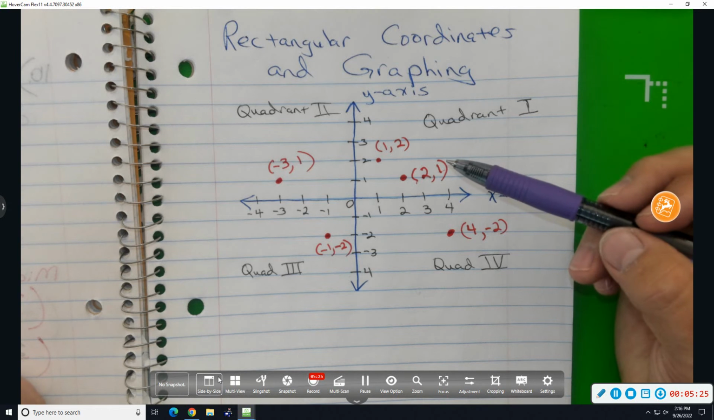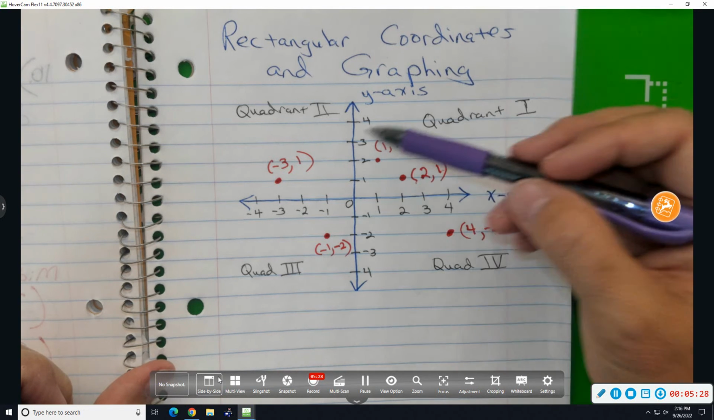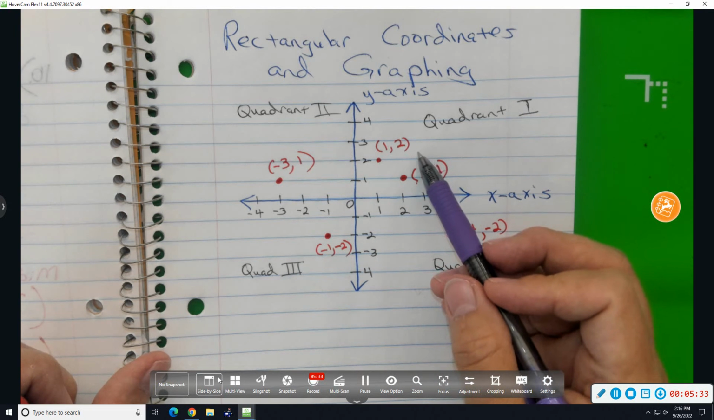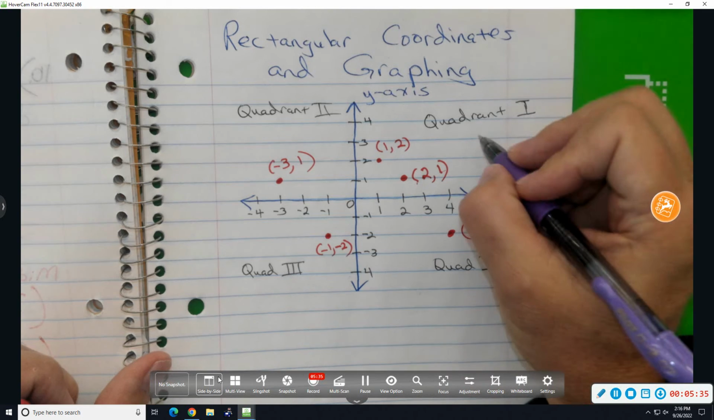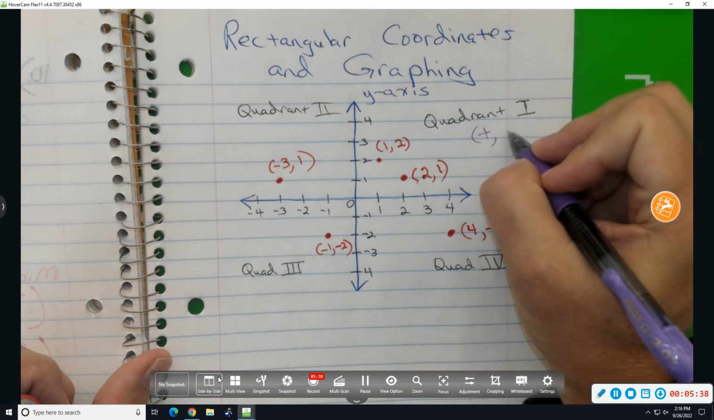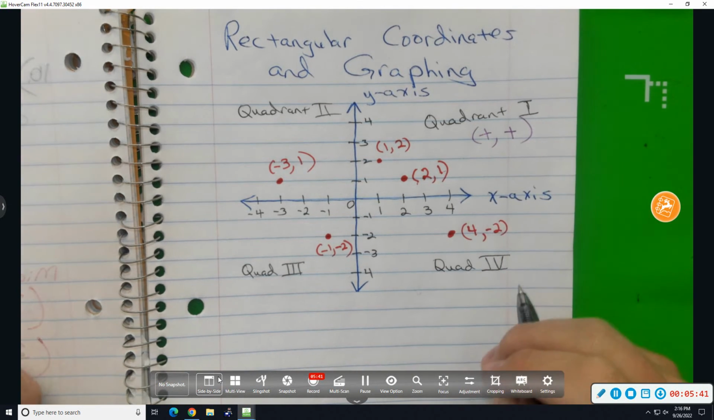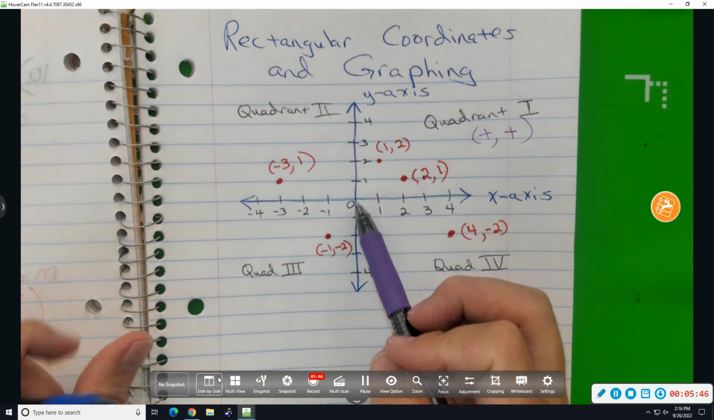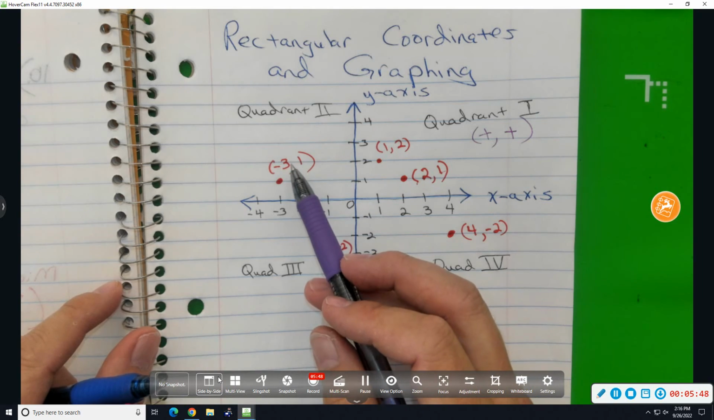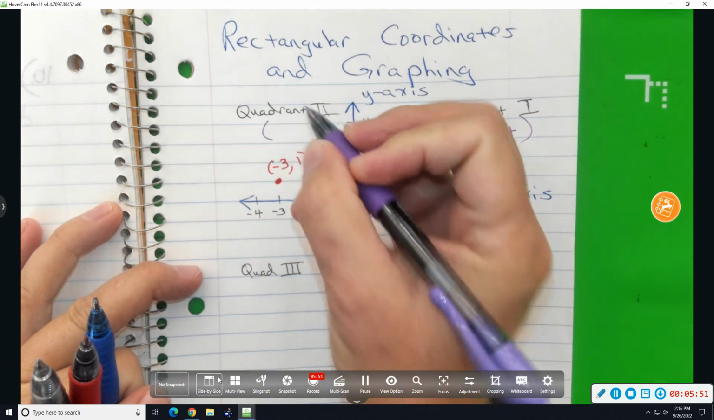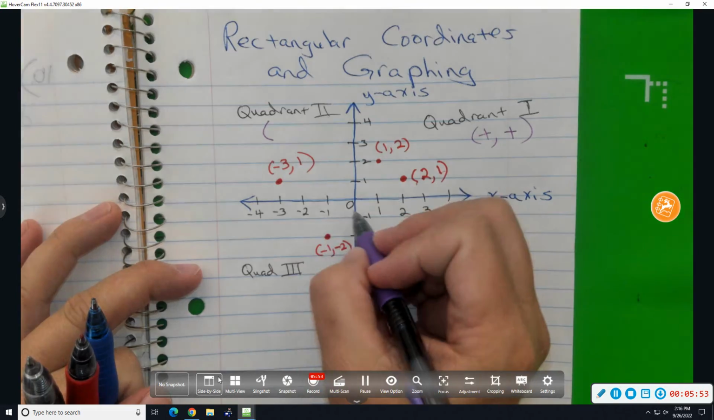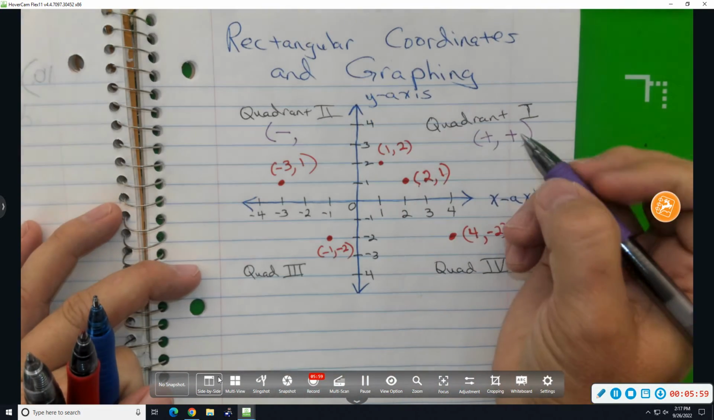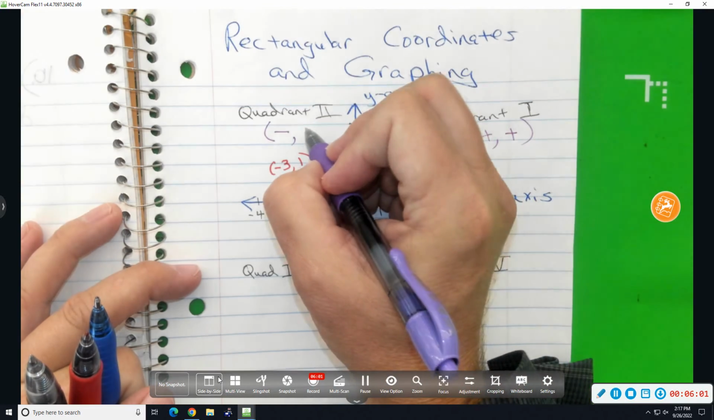In general, to get into the first quadrant, you'd have to go right and then up. So any point out here would have to have a positive x-coordinate and a positive y-coordinate. Well, for quadrant 2, we'd have to go left and then up. So the x-coordinate is negative, you're going left. The y-coordinate would have to be positive because you're going up.